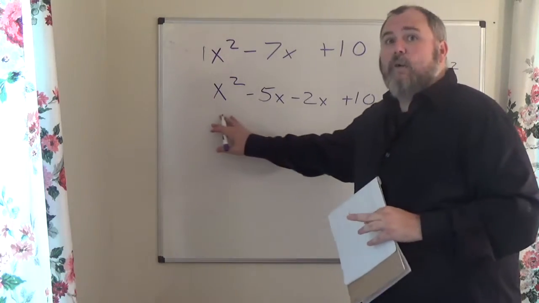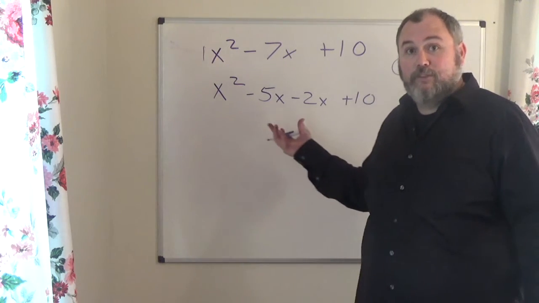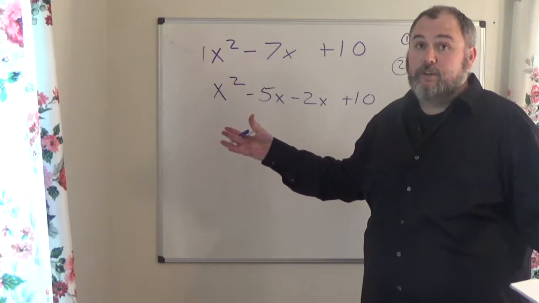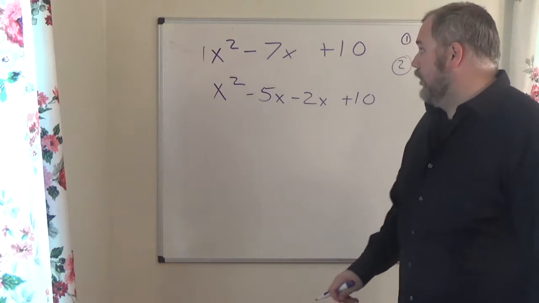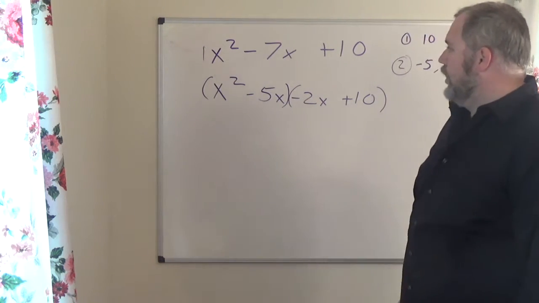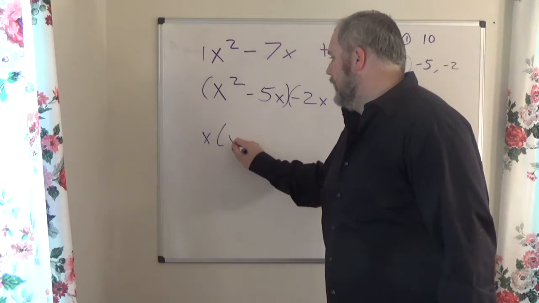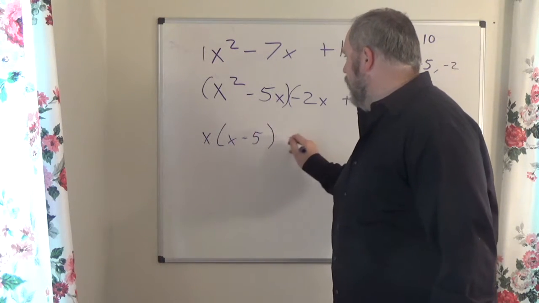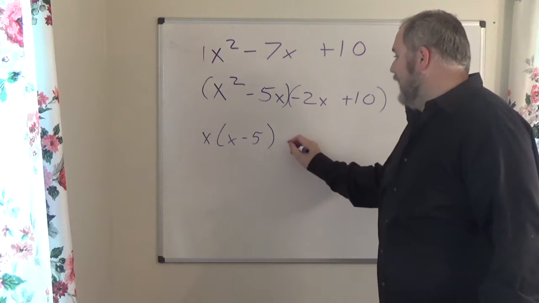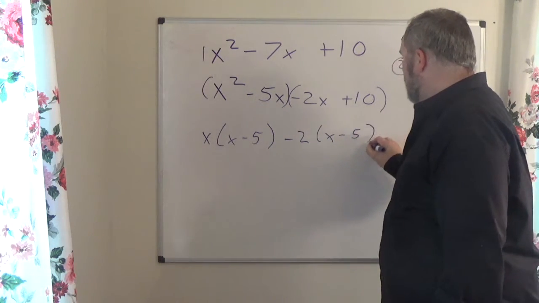Alright, so now we've got to a part that we know how to do. We've substituted the middle term. Guess what we're going to do? Factor by grouping. I'm going to use the first 2 terms, the second 2 terms. What can I factor out of here? I can factor out x. That gives me x minus 5. What can I factor out of this? I can factor out a -2. That gives me x minus 5 again.